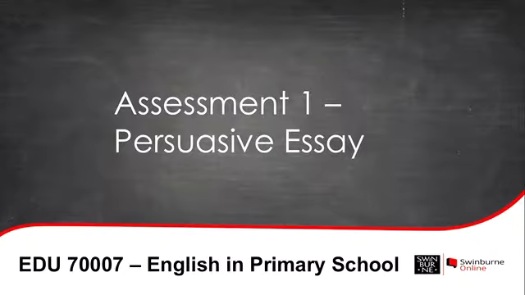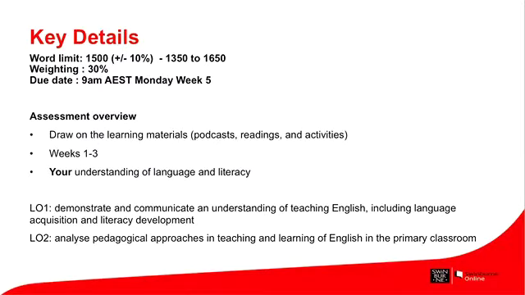So the first things you're looking at are the word limit for this assessment. You can see that it's a 1500 word essay, meaning you can write as few as 1350 all the way up to 1650 words. And of course the reference list isn't included in that word count. This assessment is worth 30% of your overall grade, and it's due on Monday morning in week 5.